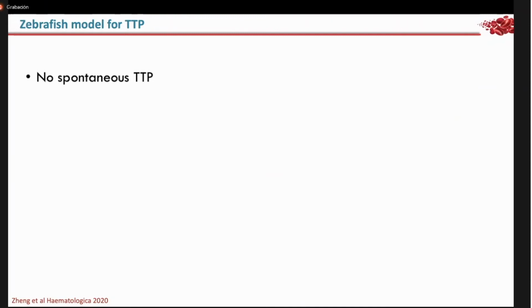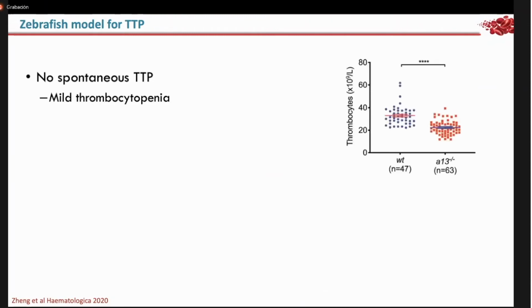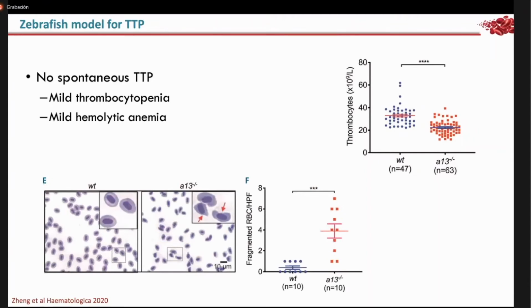Also, the zebrafish do not develop spontaneous TTP. They saw some mild thrombocytopenia, as you can see here in the figure, a small decrease in platelet count, some mild hemolytic anemia, a slight increase in ruptured or fragmented red blood cells and schistocytes, as you can also see here in the blood smear, but also no spontaneous TTP.